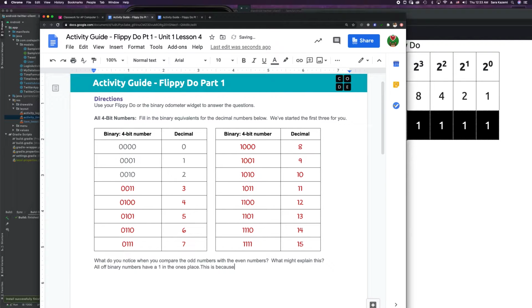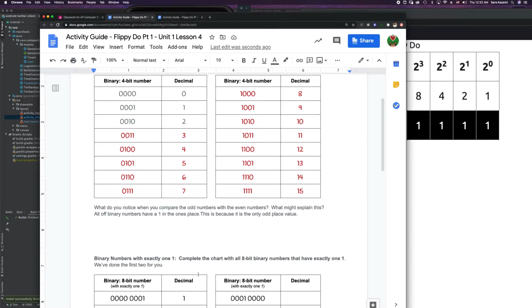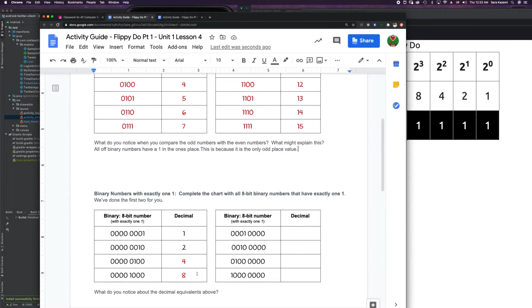This is because it is the only odd place value, right? All the other place values are even, and if you add even numbers together, you're going to get an even number. So you would need an odd number to make an even value odd.